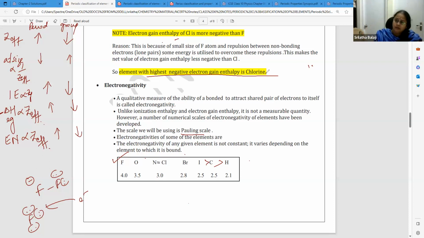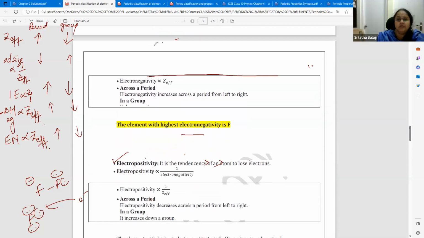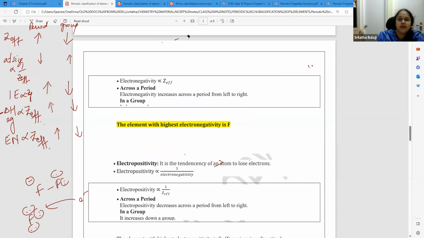Is that clear? Got it? So, what happens across a period and down the group? Can you see? Same thing. Clear?